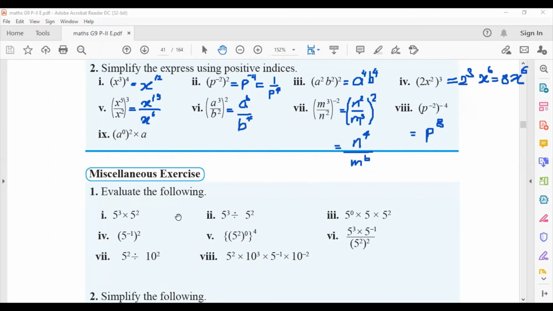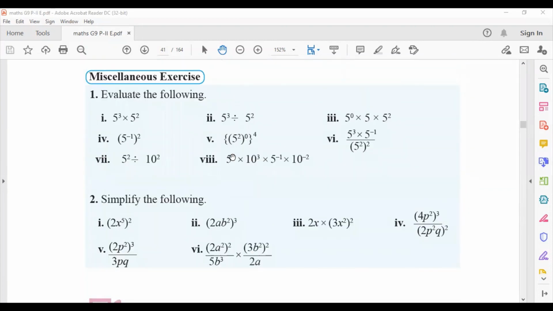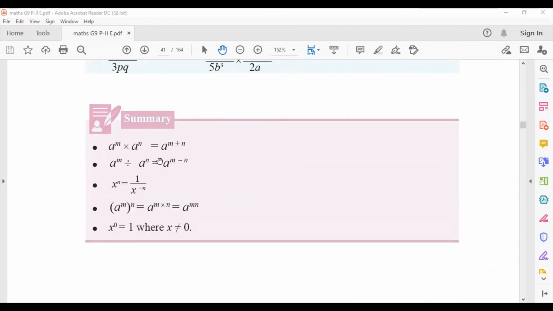Do these miscellaneous exercise questions at home, right? If you have any questions, you can ask me. Do these questions at home. Let's move to the summary of this lesson, right? This is a summary of this lesson. If I recall what we have learned in this lesson, you can write this down as well.